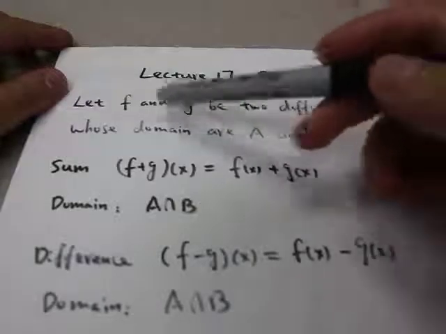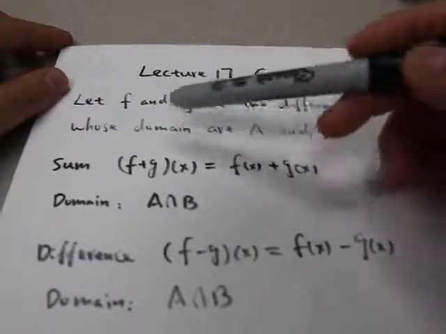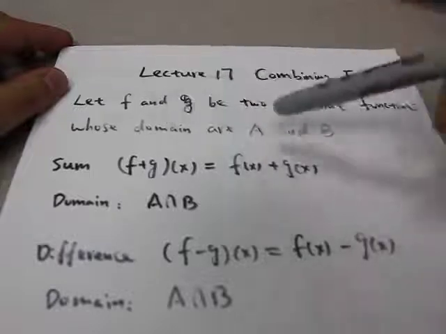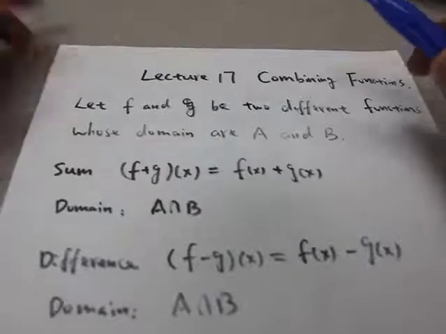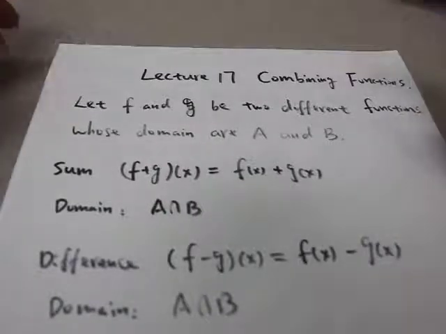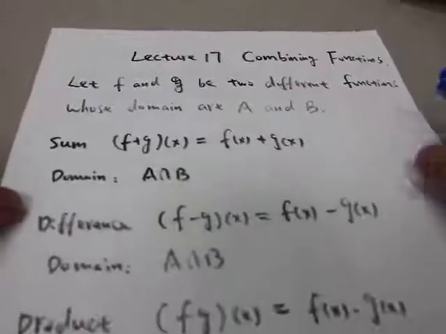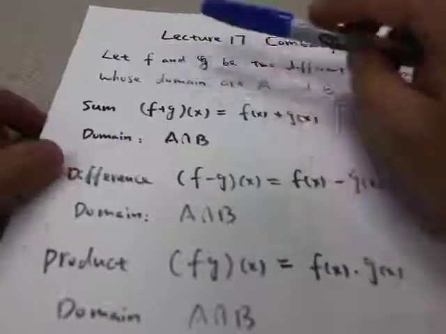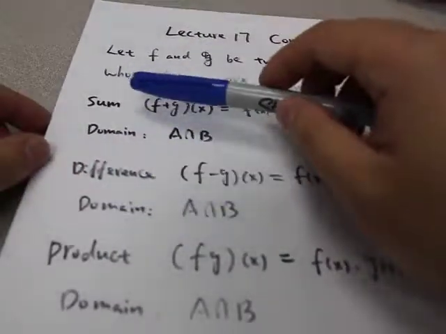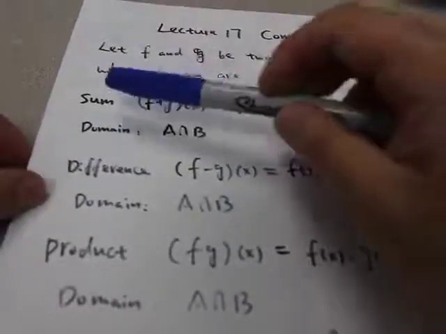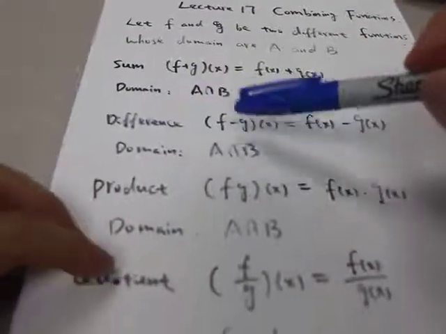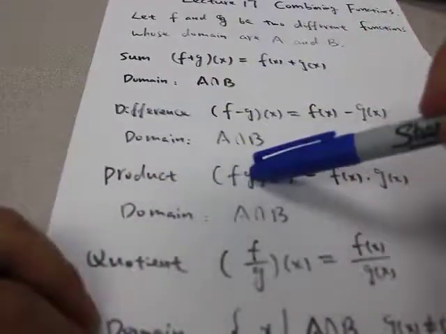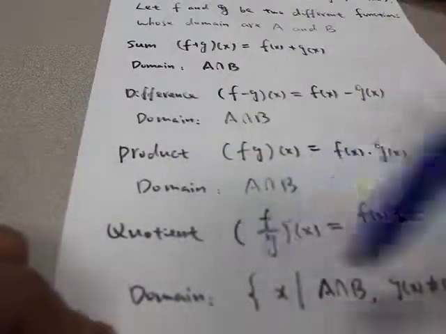Here is what we're given. We're given two functions, f(x) and g(x), and we're given that the domain of each function is A and B. Now, if you forget what a domain is, the domain is the set of all the possible inputs of the function. Here we can use f(x) and g(x) to create these four different functions: the sum of f(x) and g(x), the difference of f(x) and g(x), the product of f(x) and g(x), and the quotient of f(x) and g(x).